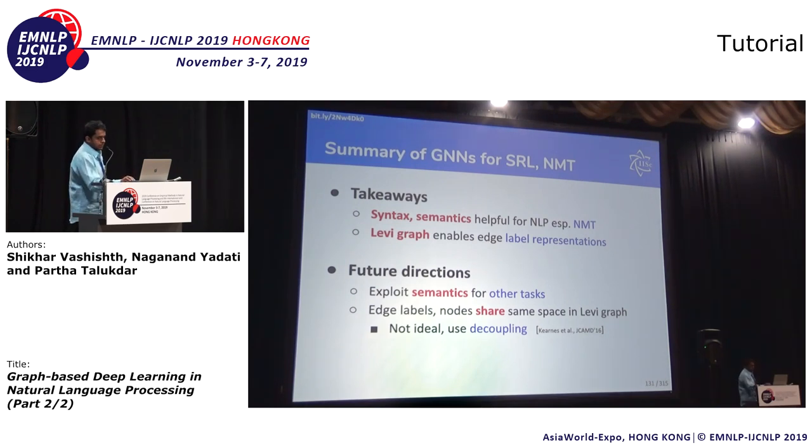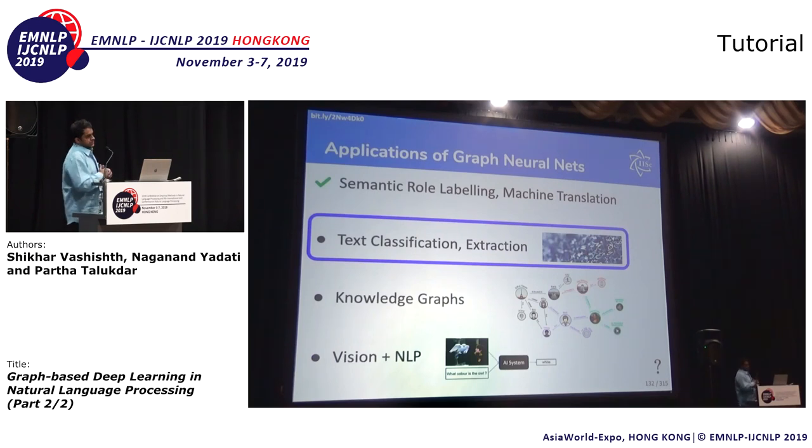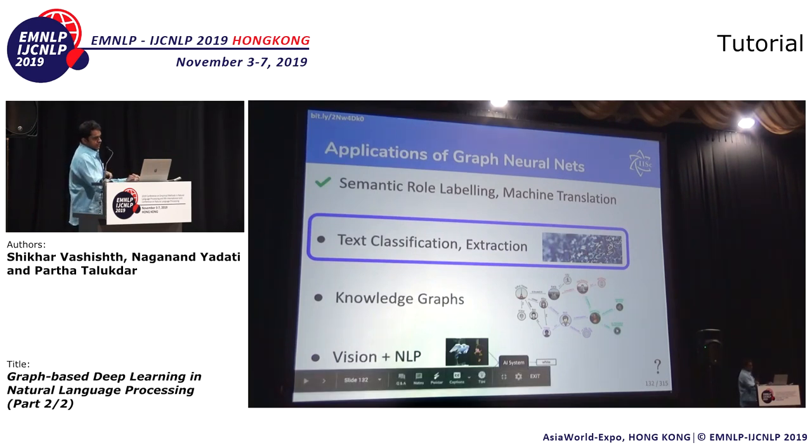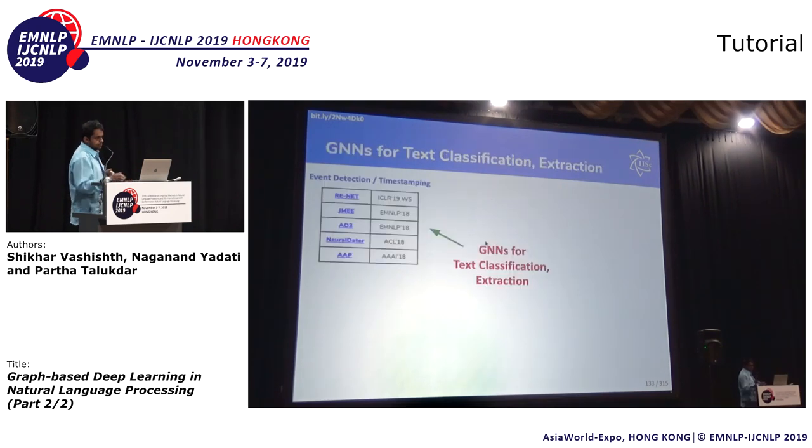Okay, so we can move on. This completes the section on semantic role labeling and machine translation. Now we will see text classification and extraction applications using GNNs, right?